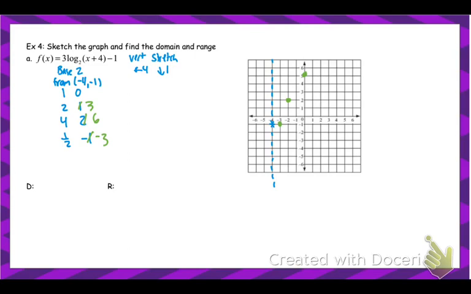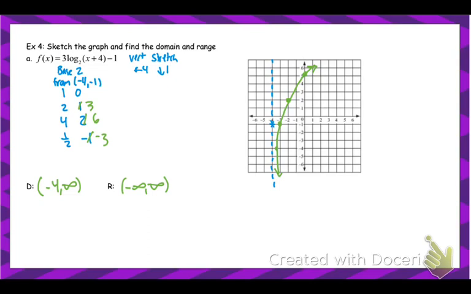And then I'm going to go right a half and down 3. And then that will be your new log graph. Domain here is going to be from negative 4 to infinity. Range is going to be negative infinity to infinity. And that is going to be true for all log graphs, because again, it's the inverse of exponential, and every exponential had a domain of negative infinity to infinity.